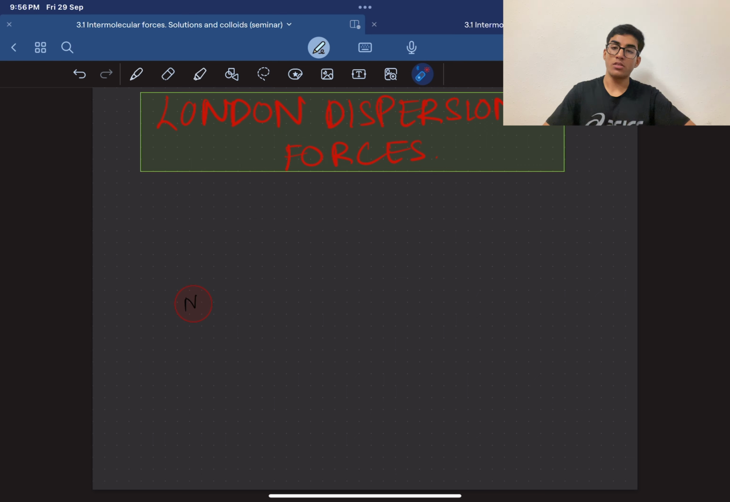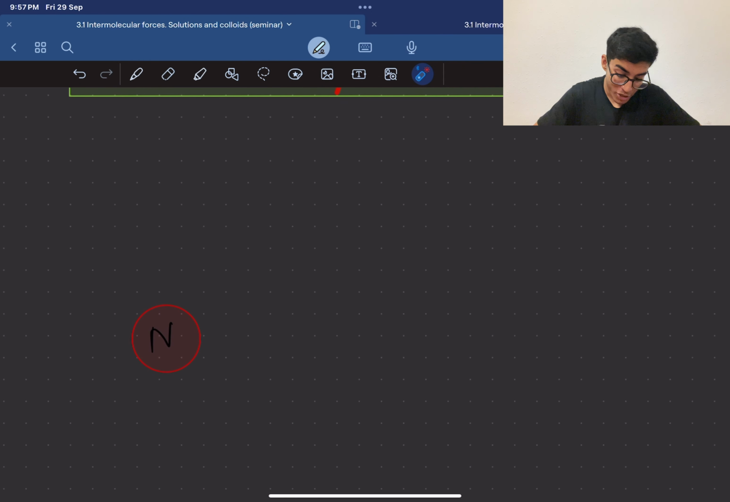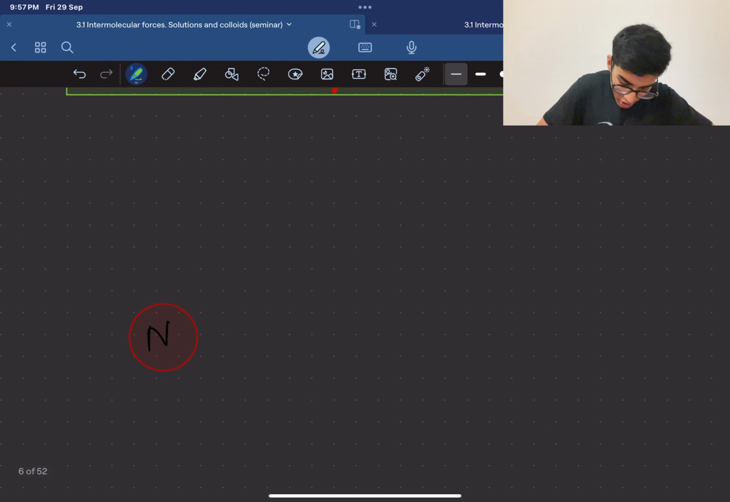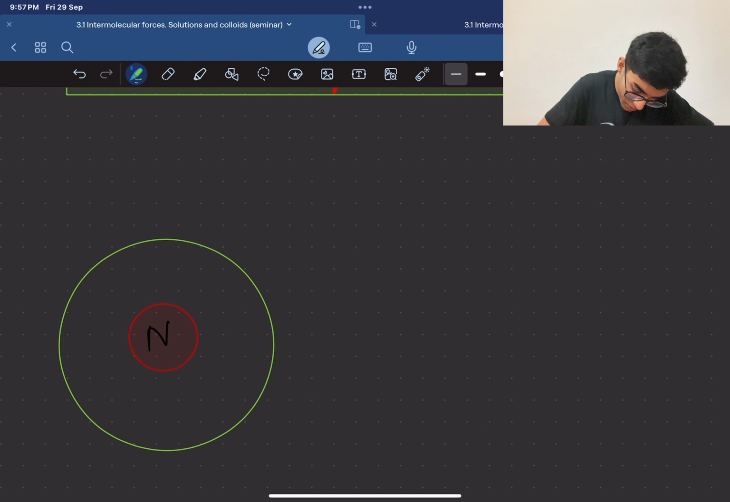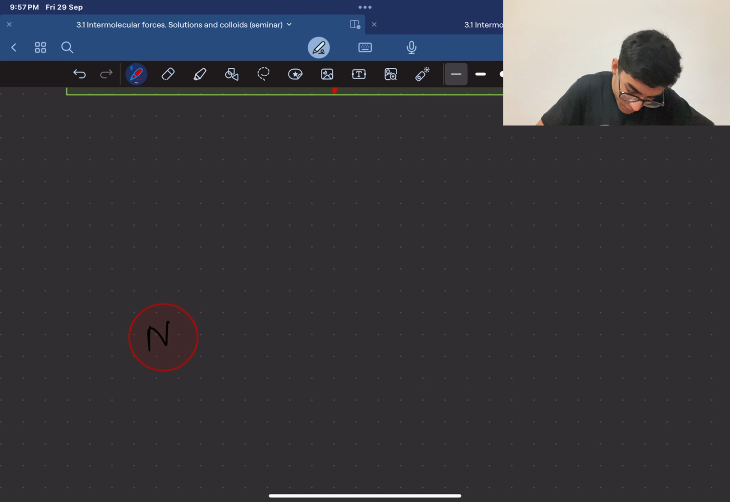London dispersion forces, or as Mr. Tibor says it, London dispersion forces. So in London dispersion forces, what happens? Let's take a normal atom, any atom, and I've drawn a nucleus here. Let's consider that it has one shell only. I'm going to draw a shell here. Let's fill it up with electrons.